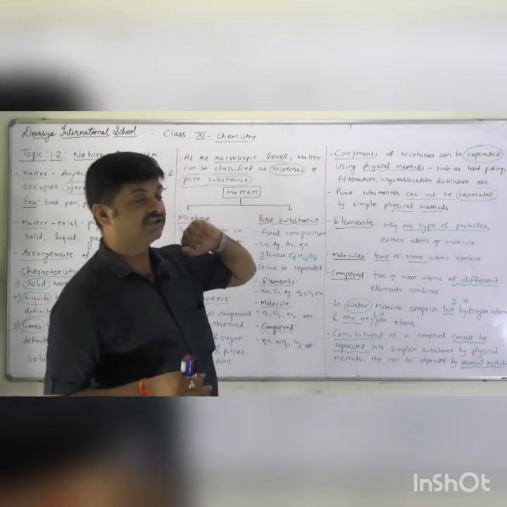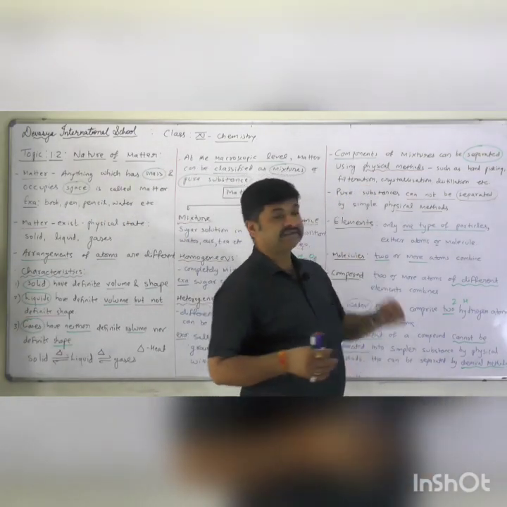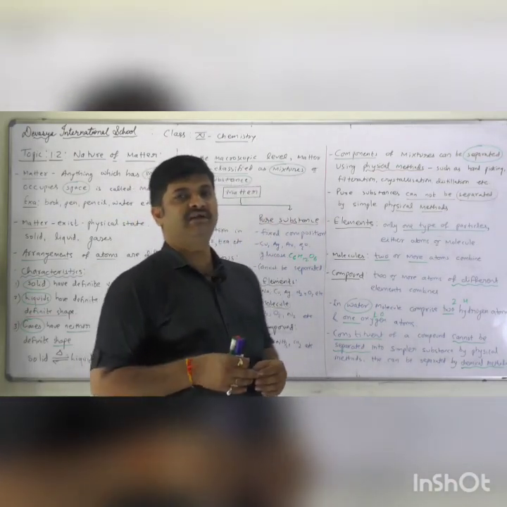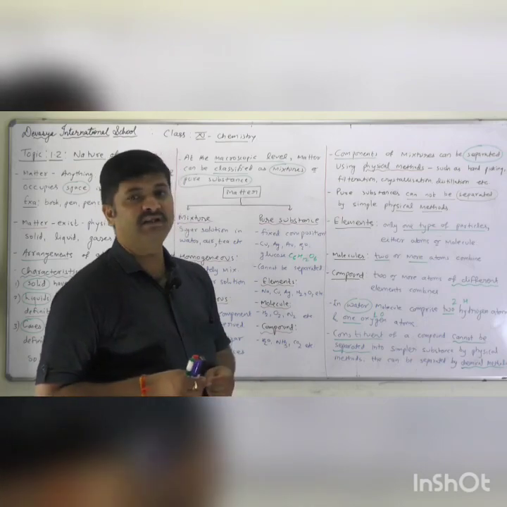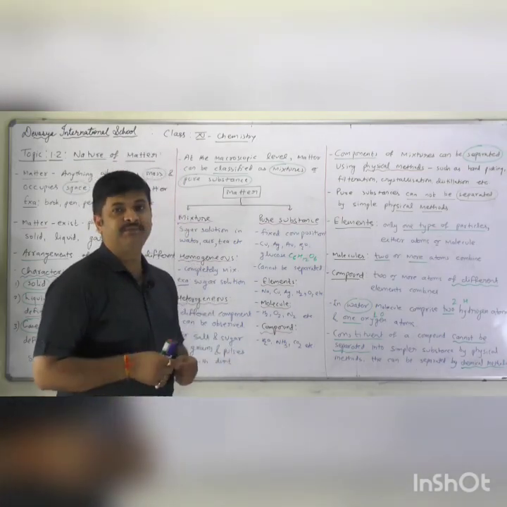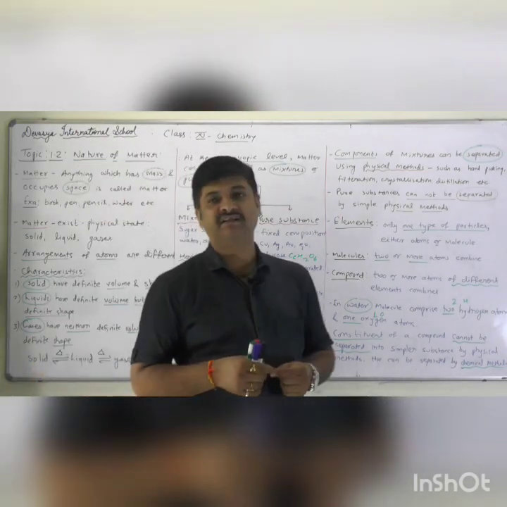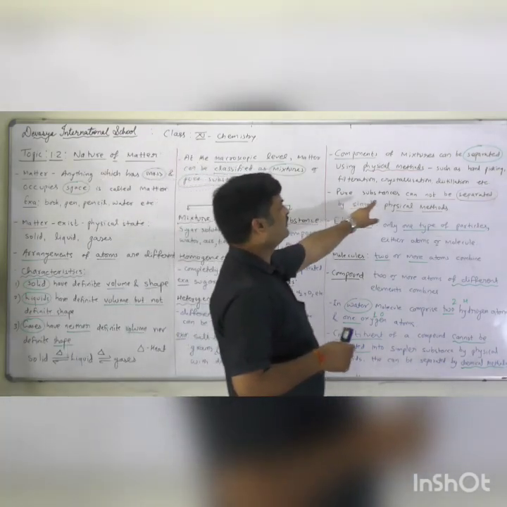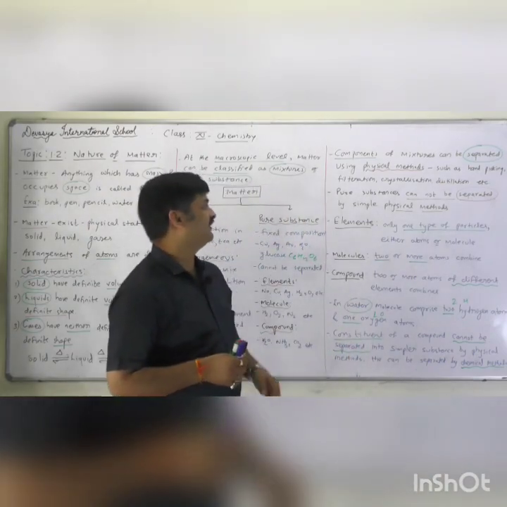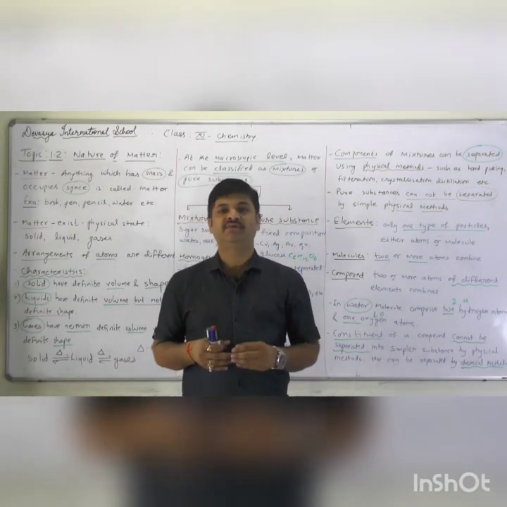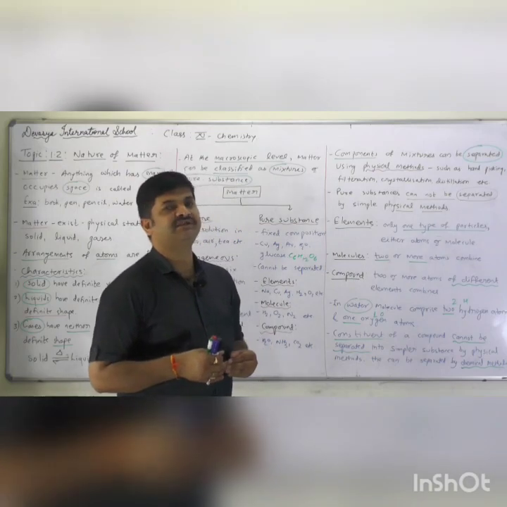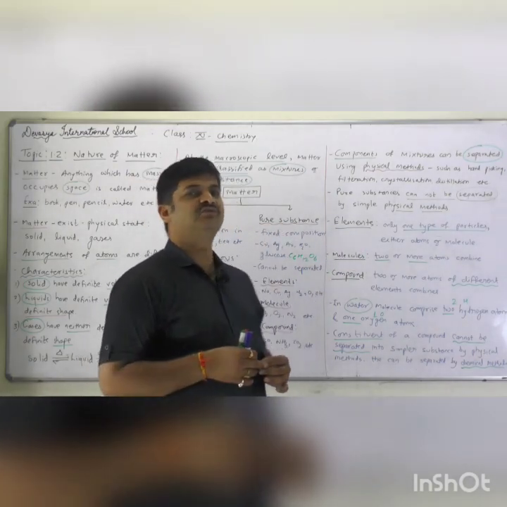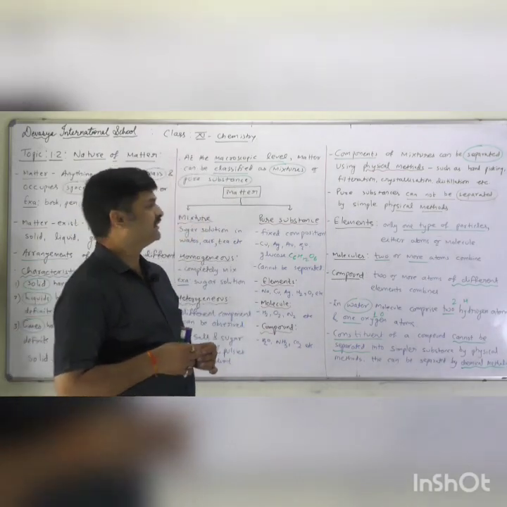So the components of a mixture can be separated using physical methods. Which types of physical method? Number one is hand picking, number two is filtration, number three is crystallization, and then distillation. After that, a pure substance cannot be separated by simple physical methods. Suppose it is a pure substance; this type of physical method is not suitable in case of a pure substance.